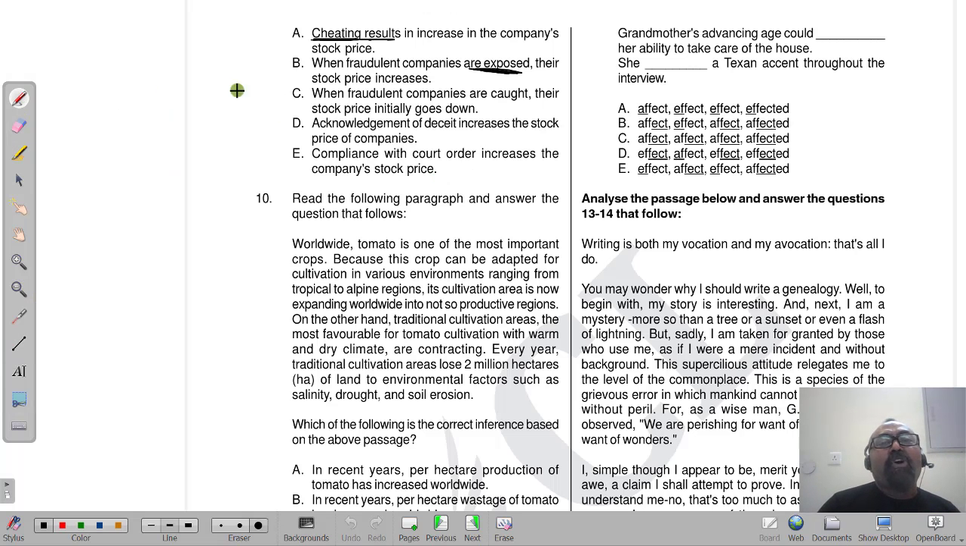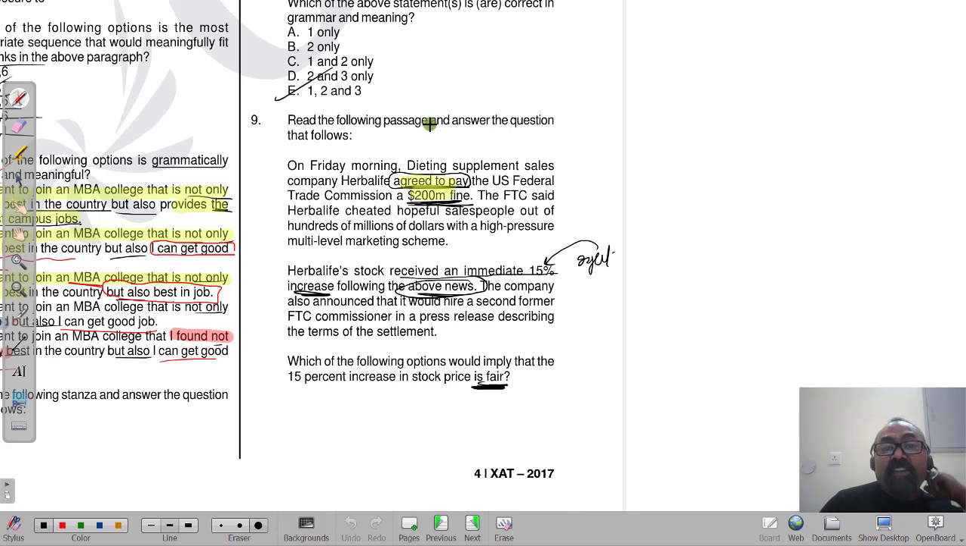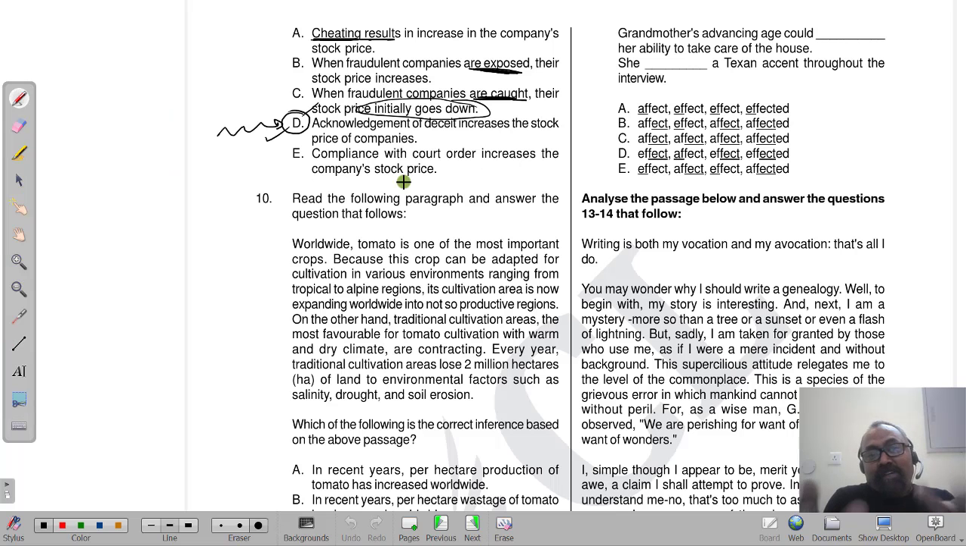The foreign companies are caught, same problem. Caught, their stock price initially goes down. Acknowledgement of deceit increases the stock price of companies. That makes sense. You're acknowledging the deceit. There's a deceit that happened. You're agreeing to pay, which is also an implicit acknowledgement of the deceit, and that makes sense. That's the news, right?